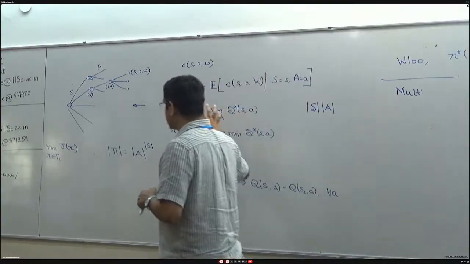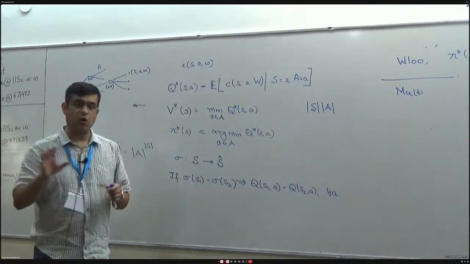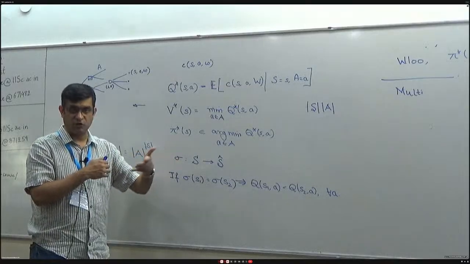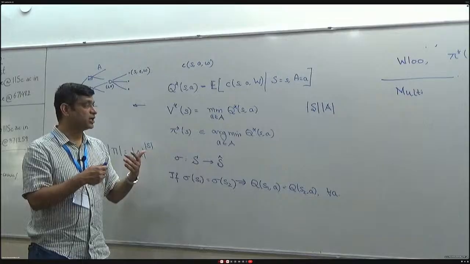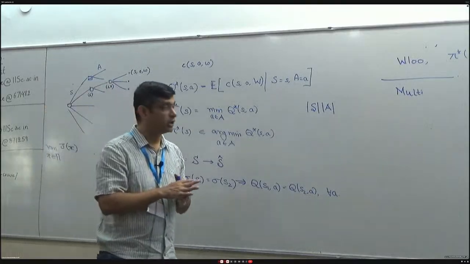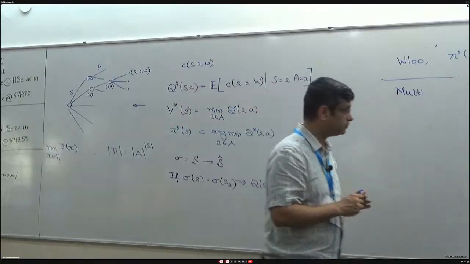In terms of all the policy evaluation formulas, nothing really changes if I have a stochastic policy. I just need to average over that. It just becomes notationally heavier, and that's why I'm restricting to deterministic policies. Okay. Yes.